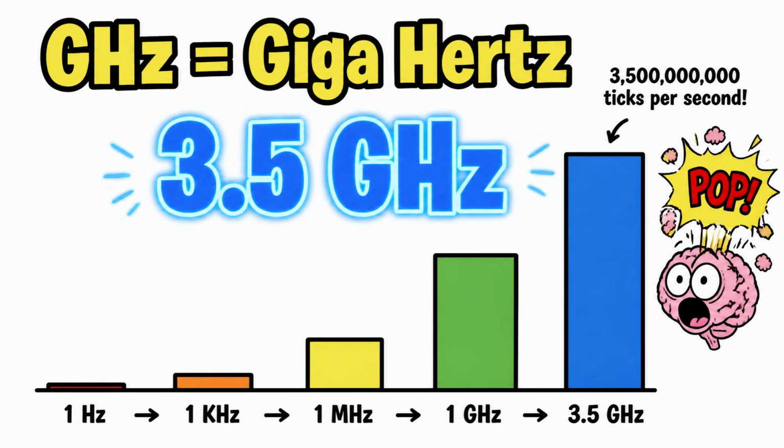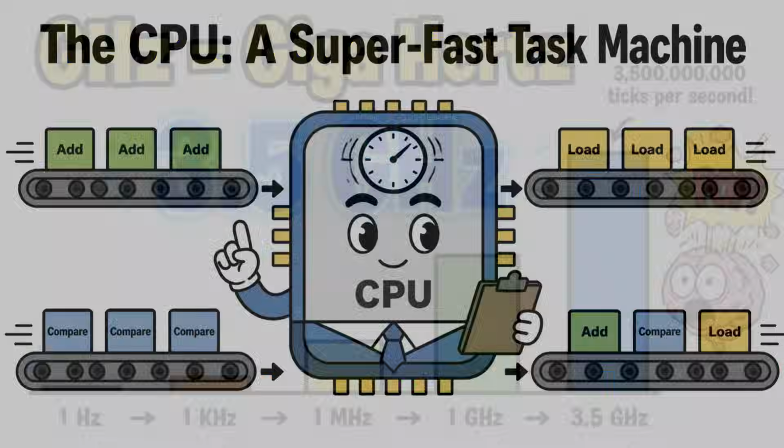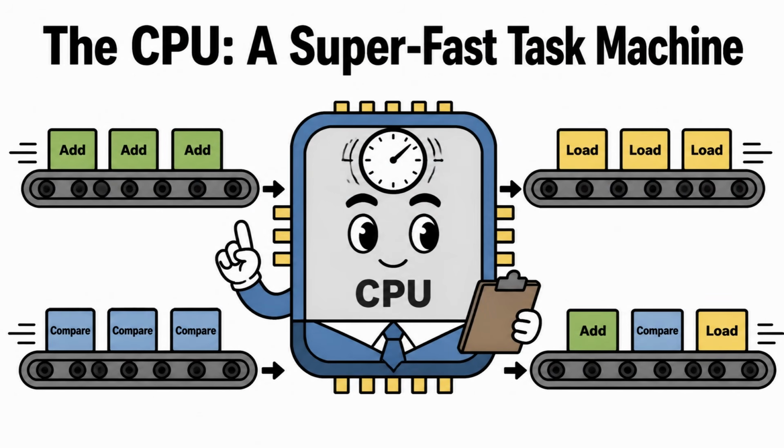Now here's where it gets really cool. Modern CPUs don't run at 10 hertz or even 1,000 hertz. They run at gigahertz. GHz, and giga means billion. So when you see a CPU running at 3.5 gigahertz, that means it's doing 3.5 billion ticks every single second. Let that sink in. 3.5 billion heartbeats per second. That is mind-blowing.